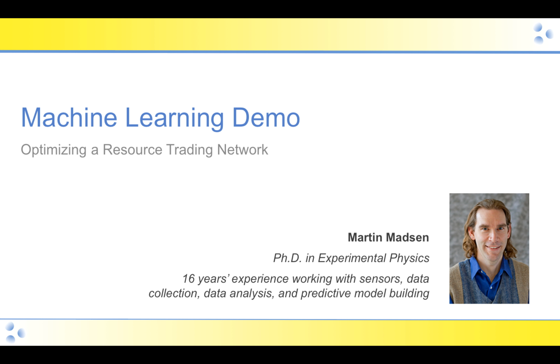Hi, I'm going to talk about a machine learning demonstration today where we're looking at optimizing a resource trading network, where we have a collection of resources that we can trade and move around in order to optimize how those resources are used and in conjunction with what other resources.